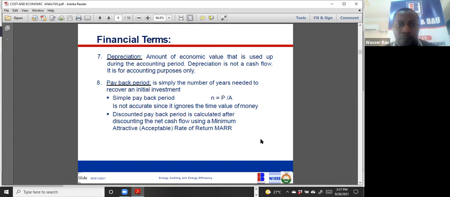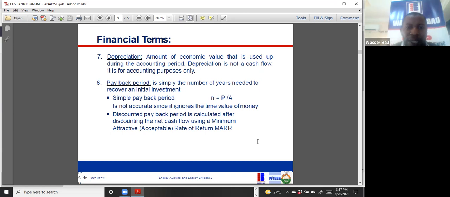Then depreciation: the amount of economic value that is used up during the accounting period. Depreciation is not a cash flow. It is for accounting purposes only. We'll still come to that. So depreciation is the loss in economic value in an investment. If you buy a car today, in 5 years' time it would have lost 50% or 20% of its value. So that is depreciation.